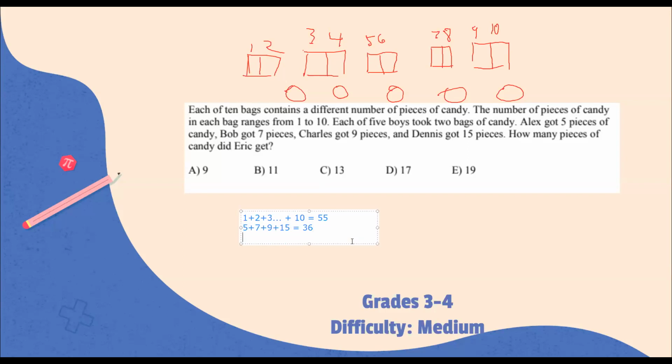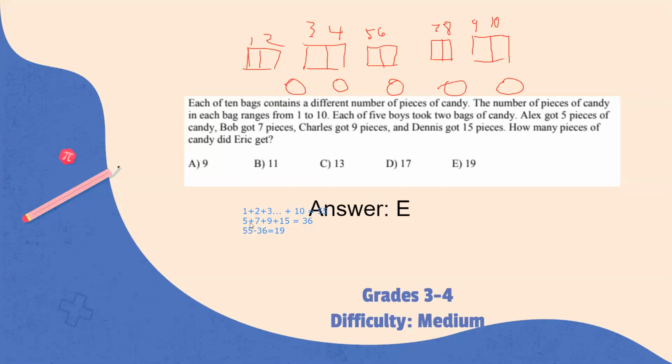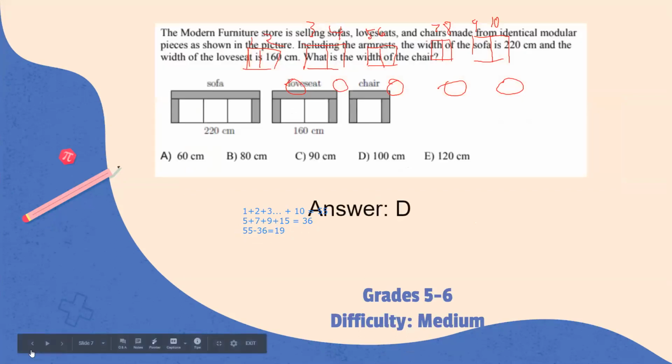So next, Eric must have gotten all of the remaining pieces, right? So we just subtract 36 from 55, and that is 19. The answer is E. Oh, alright, you guys didn't see that.